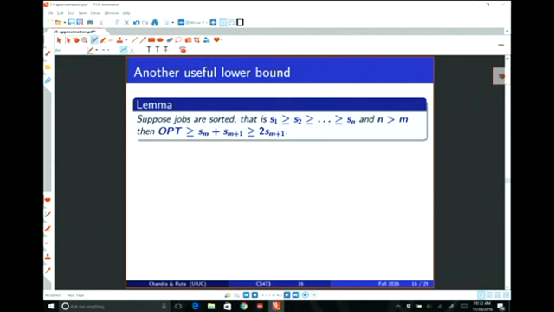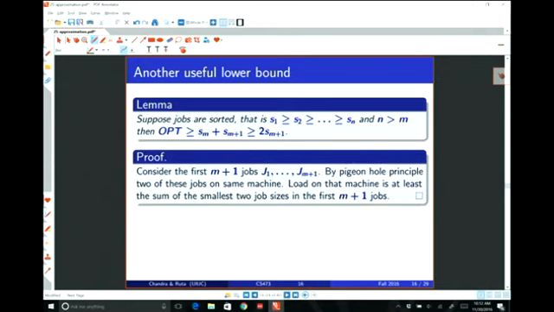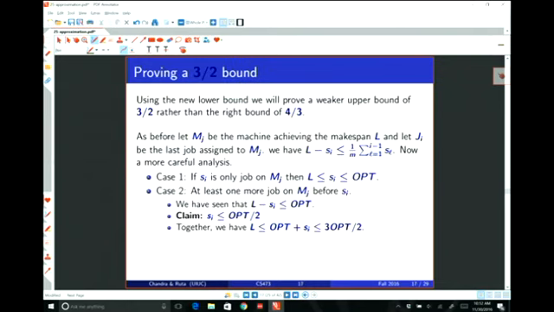Okay, so this is the lower bound. We know that this is true. Okay. So let's now prove that if you sort the jobs in decreasing order and then do the greedy algorithm, we will get a schedule which is no more than 3/2 times optimum. In fact, it's actually 4/3, but I'm going to do a slightly easier proof which will give you 3/2. It's a little bit less case analysis.